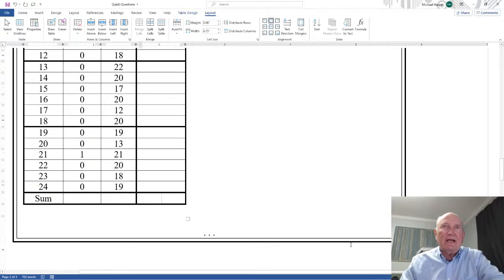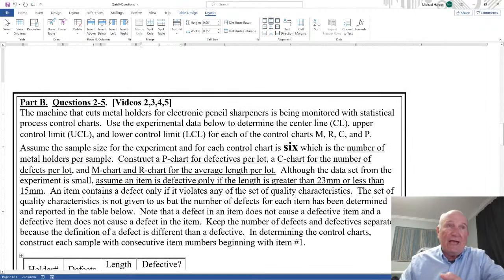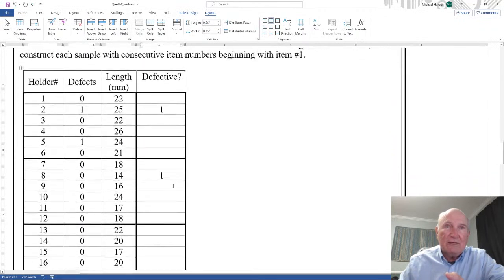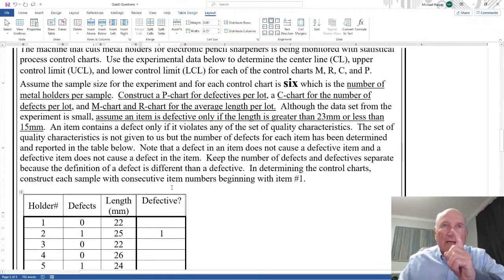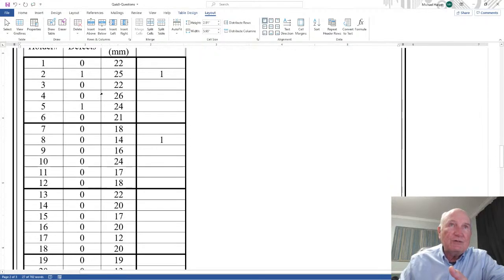We don't know what it is yet. I'll let you count them up. And that's the number. So you're calculating the defectives. You're counting them. And then I say, an item contains a defect only if it violates any of the set of quality characteristics. I've already mentioned that. The set of quality characteristics is not given to us, but the number of defects for each item has been determined and reported in the table below, which is right here.